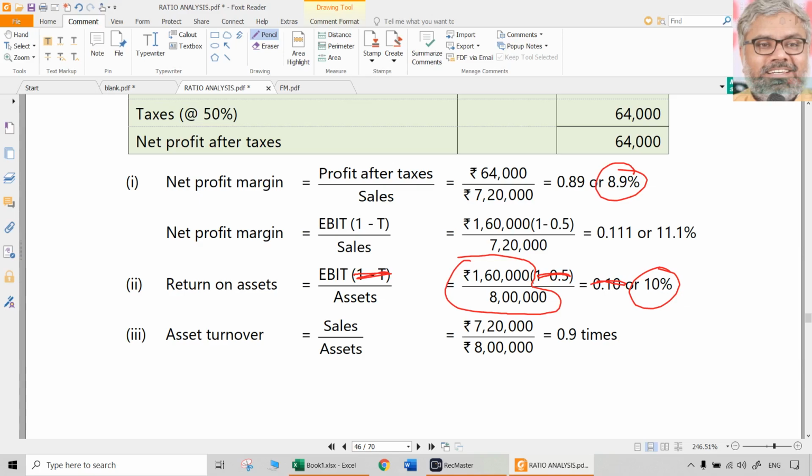On the other side, net profit margin also was computed in a different manner. We don't need that also. Simple, that is, already profit after taxes are there, that divided by sales will be easily found out.